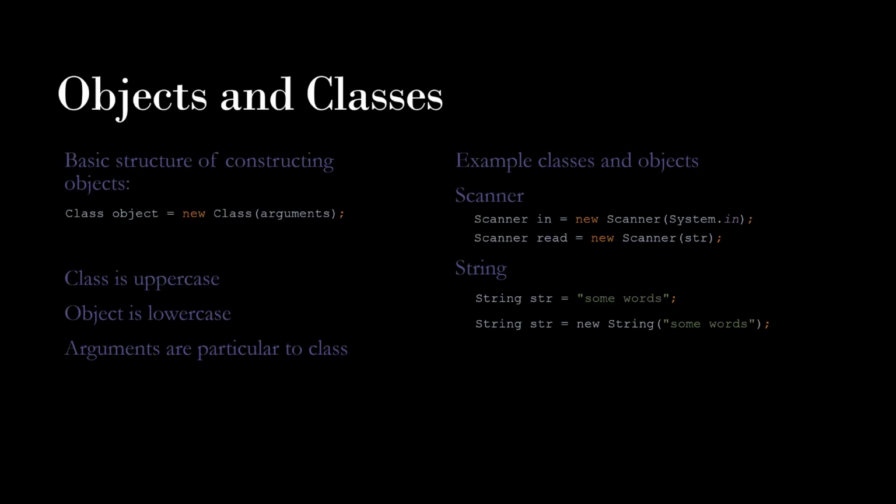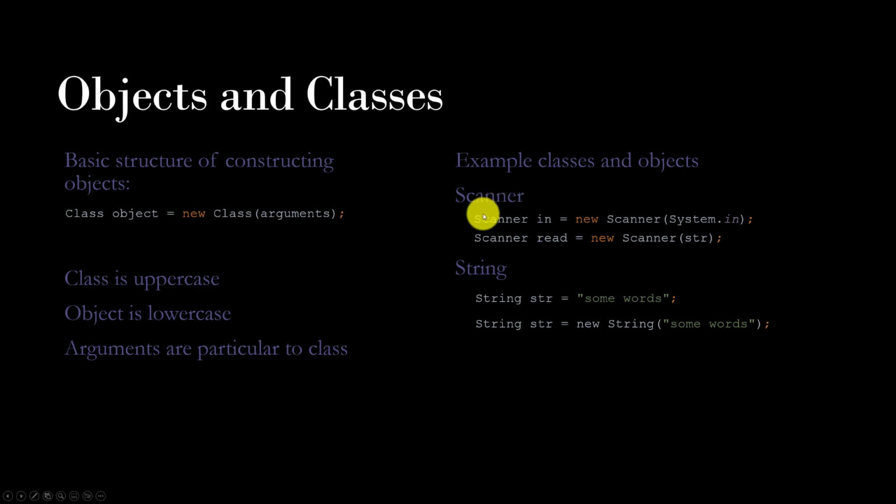Another thing that we need to talk about is objects and classes. We've been talking about classes and objects, but we haven't really talked about them for a bit. Specifically, objects are special instances of classes. To create them, it's this basic format where we have a class and an object. Notice the object is lowercase and the class is uppercase. Then there are arguments; sometimes there are no arguments, but that depends upon the class. We also have to have a new beforehand.